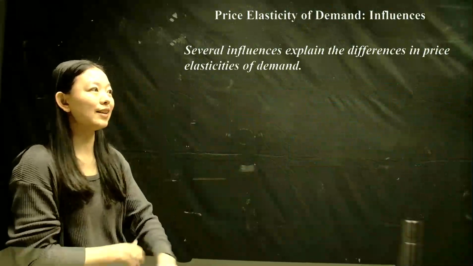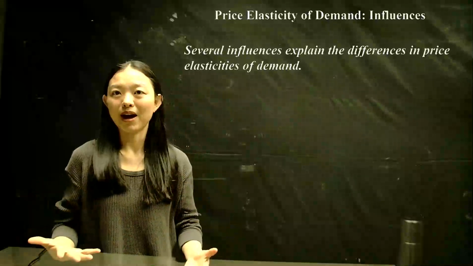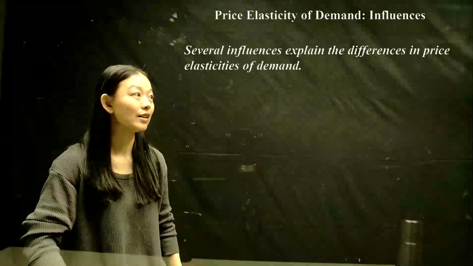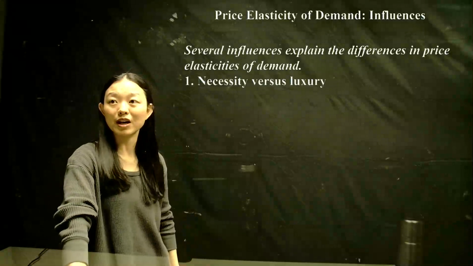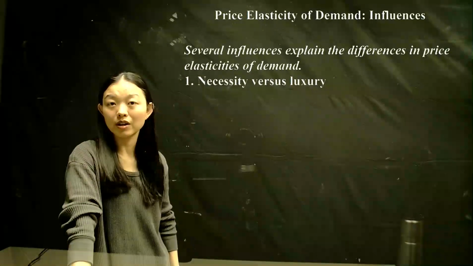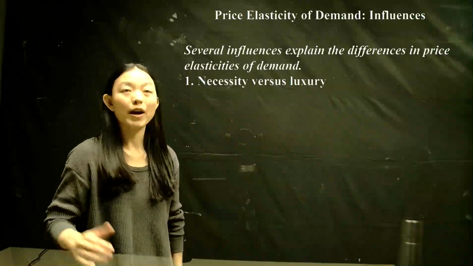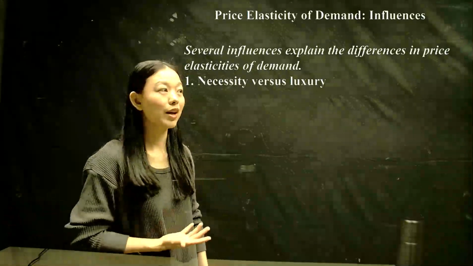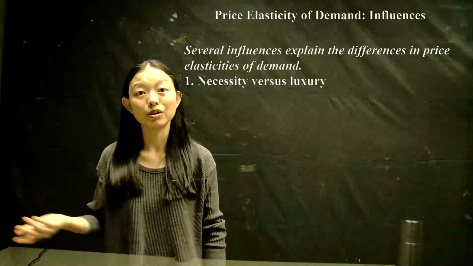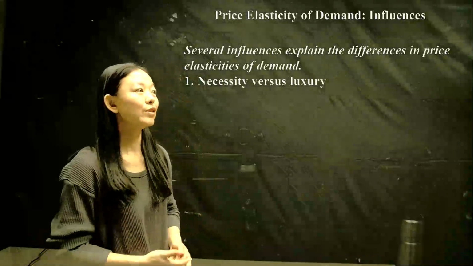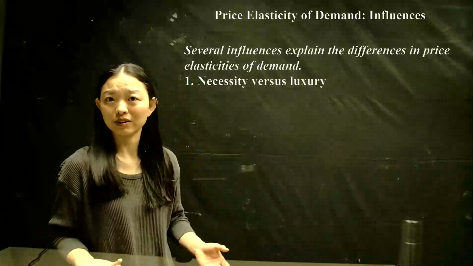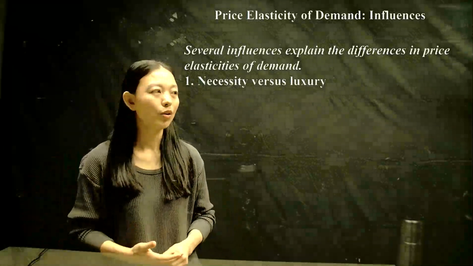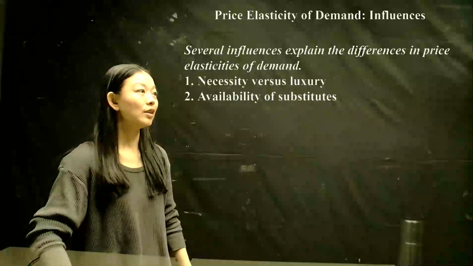Now let's look at some other demand influences, some factors that might also affect price elasticity. The first one is whether the product is a necessity or a luxury. For example, paper tissues are necessary in our daily life, right? So if the paper tissue price increases, consumers still need to buy paper tissues. For luxuries, maybe like traveling, it's not necessary for a certain period of time, so we can treat that as a luxury.